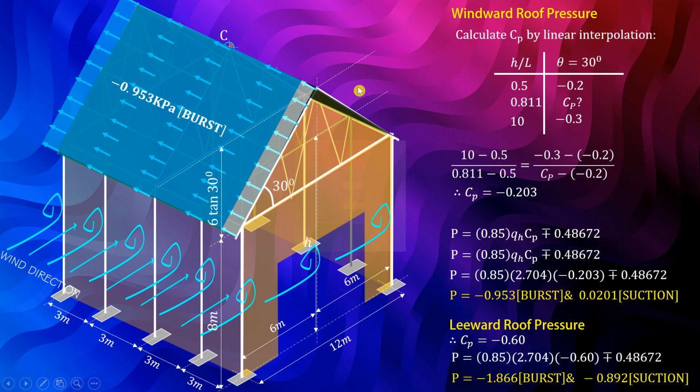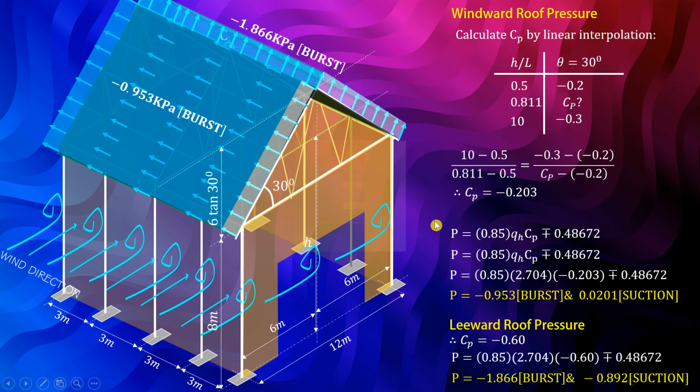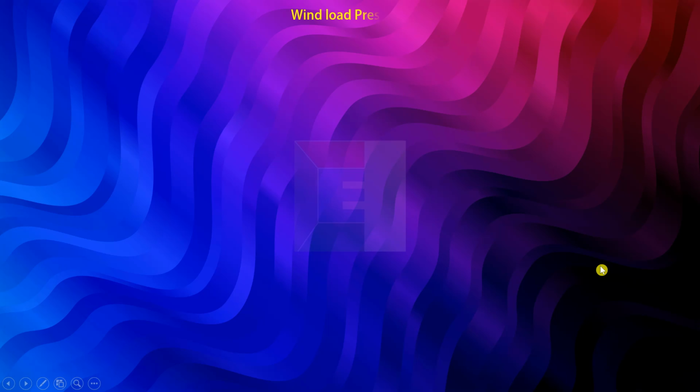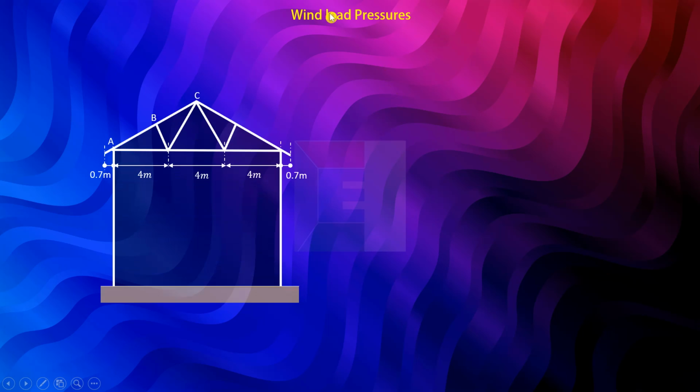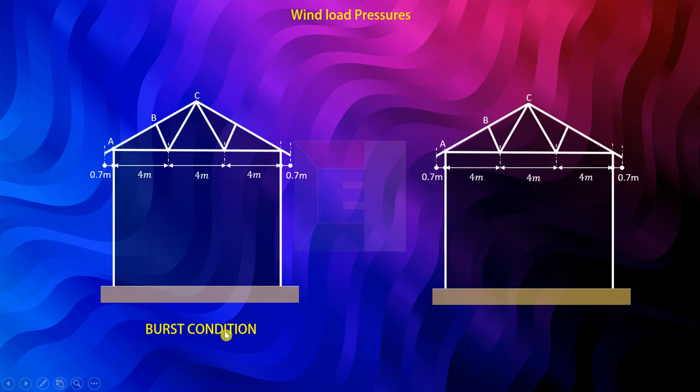So again, negative sign meaning away sa surface natin. So ito na yung negative 1.866 kPa for the burst condition. So kung burst condition, make sure na burst condition lahat. Pag suction condition, make sure suction condition lahat yung consideration. So yung wind load pressure natin for the burst condition, tsaka yung sa suction condition, so meron yan, no?